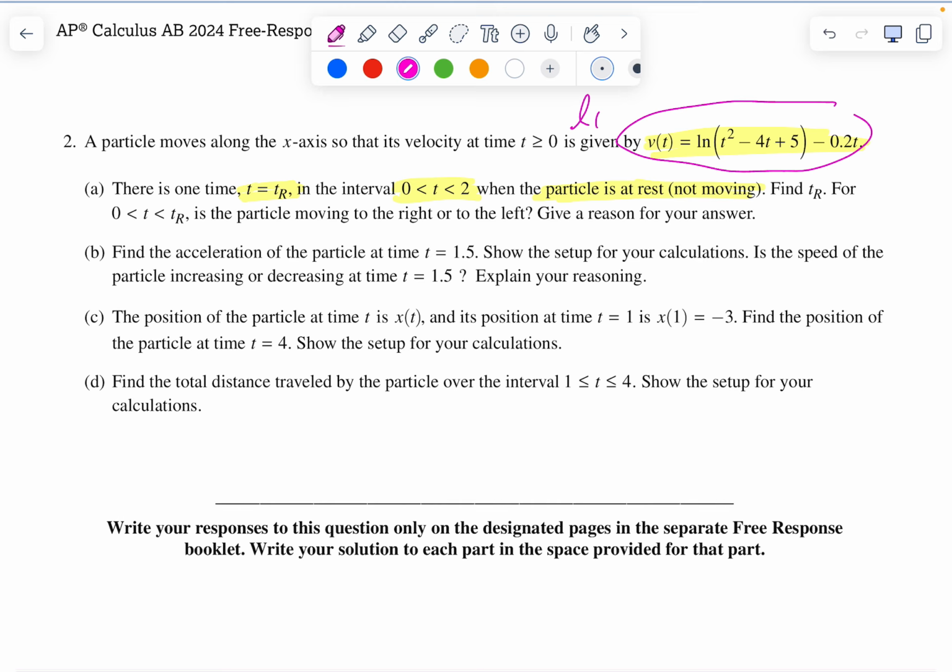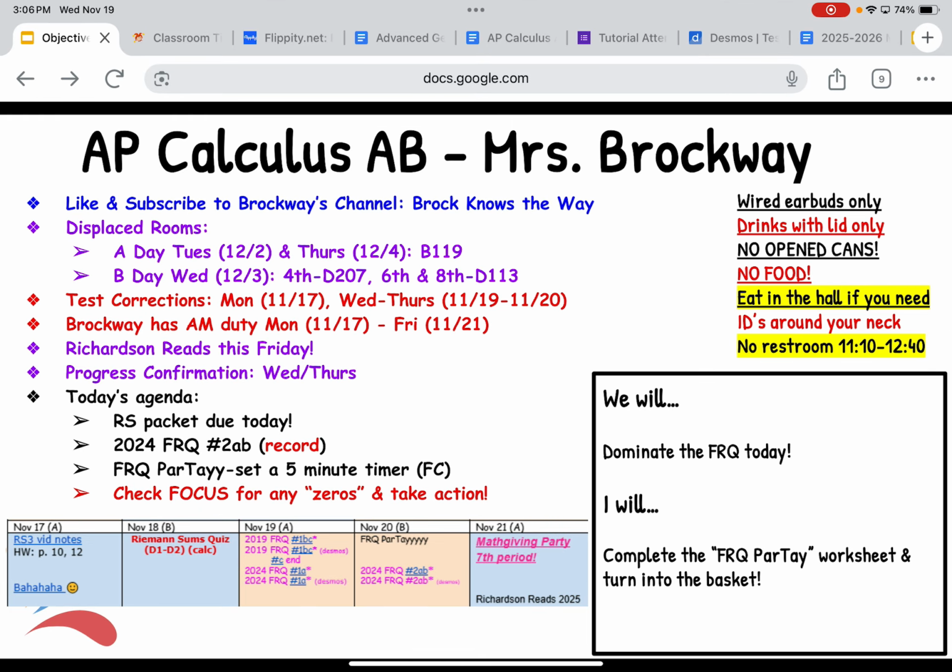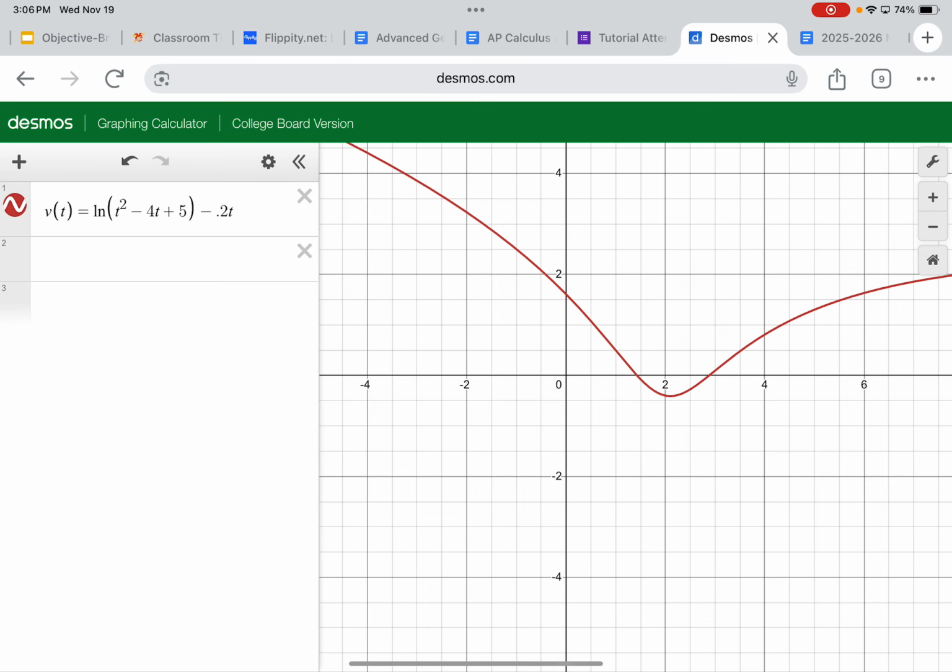I'm recording right now. And let's see where I have it. Here's my graph.